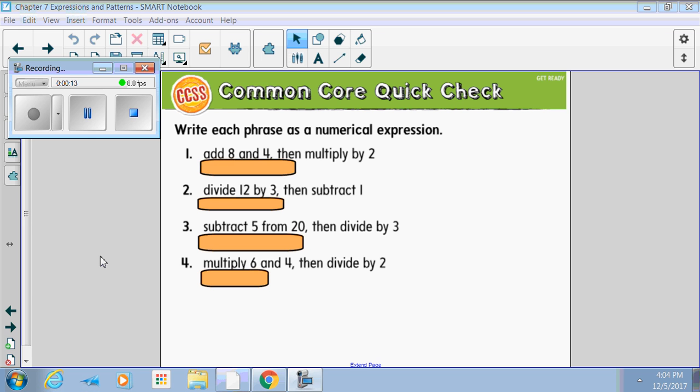Here is our bell work that we usually do. The Edpuzzle is going to pause and you are going to answer each of these 4 questions. Remember yesterday we talked about writing numerical expressions, so you should have no problem doing this. You do not need to solve them. You just need to write them into mathematical format.